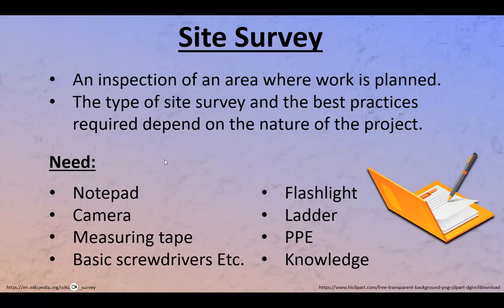What do you need? You need a notepad, camera, tape measure, and basic screwdriver kits, because sometimes you need to open some panels and things like that. So basic tools you will need: flashlight, maybe a ladder, and PPE. Always have PPE, because when you go on certain sites, you're going to be required to have a hard hat and safety boots. And it's just going to make you that much more professional.